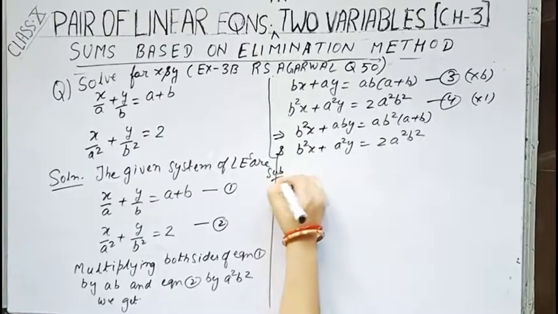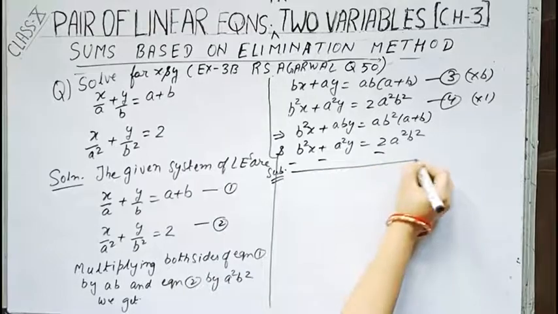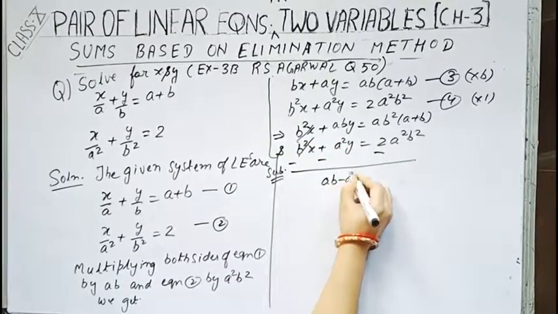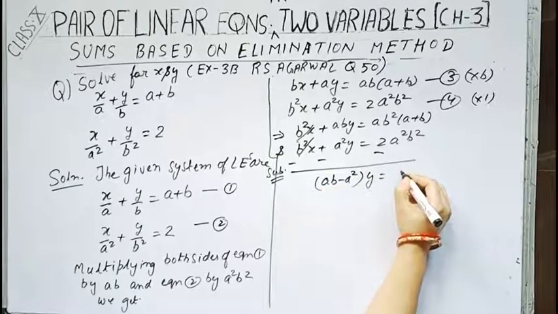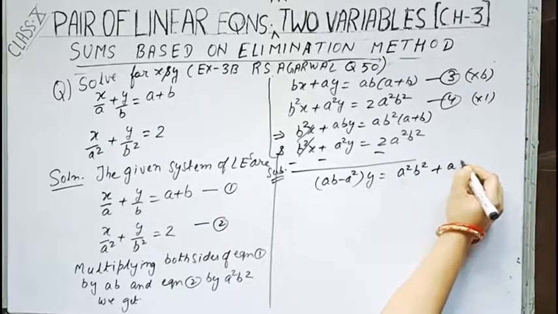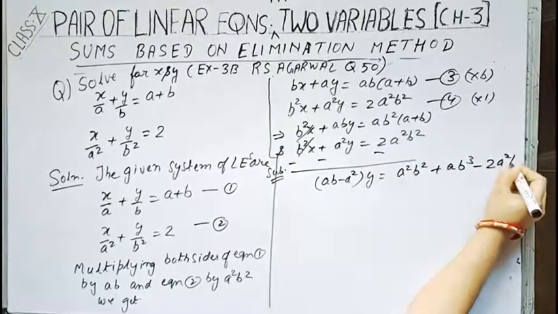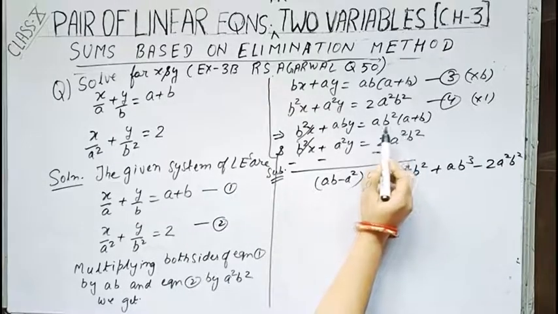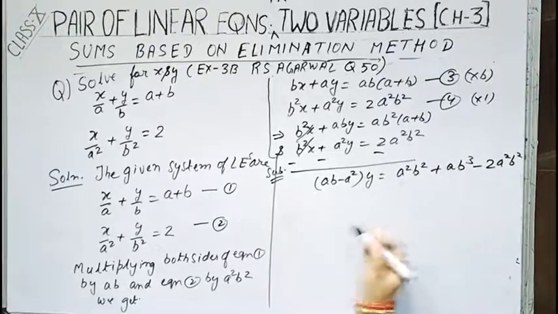Now subtracting, we get, change the sign, these two will be cancelled, and this will be ab minus a square into y equals, let us subtract it, a square b square plus ab cube minus 2a square b square. I think you understand. I have opened the bracket, a square b square and ab cube, and over here minus 2a square b square, copy it.